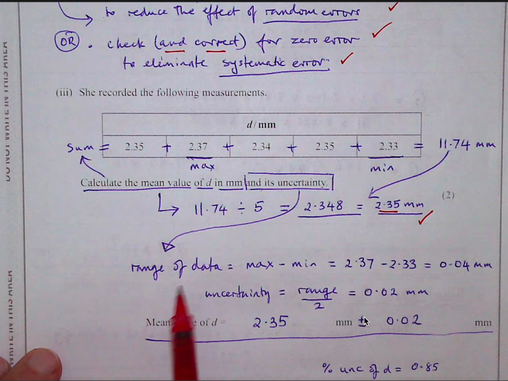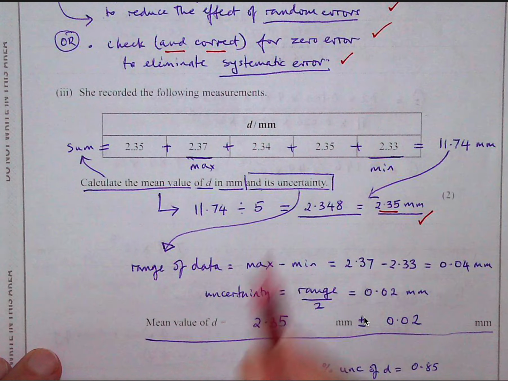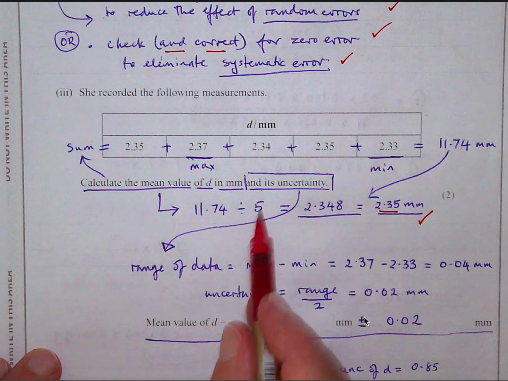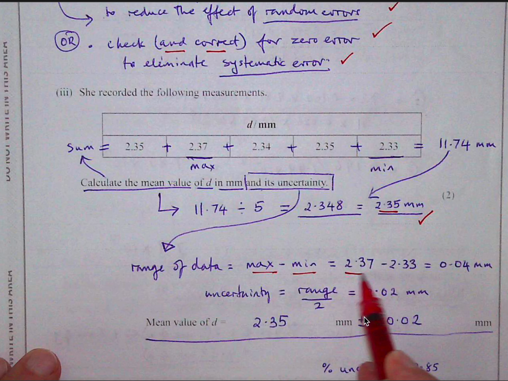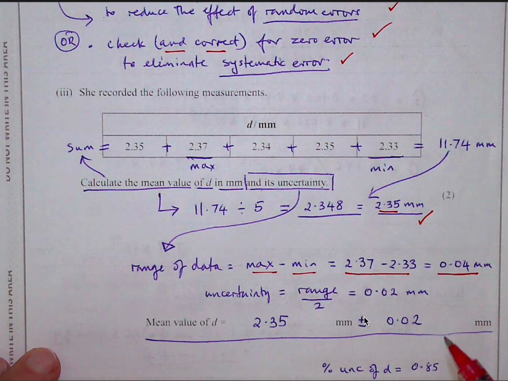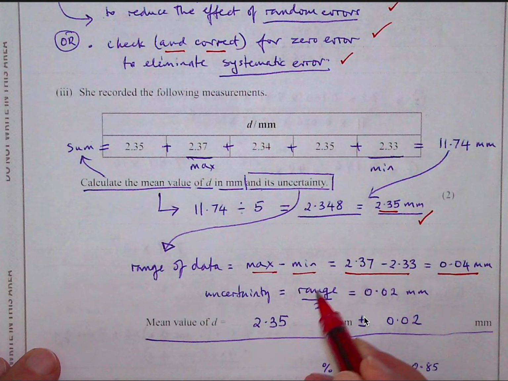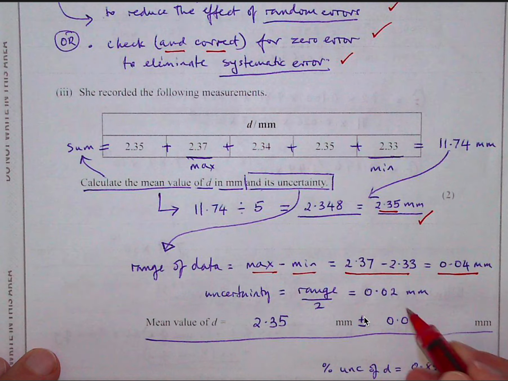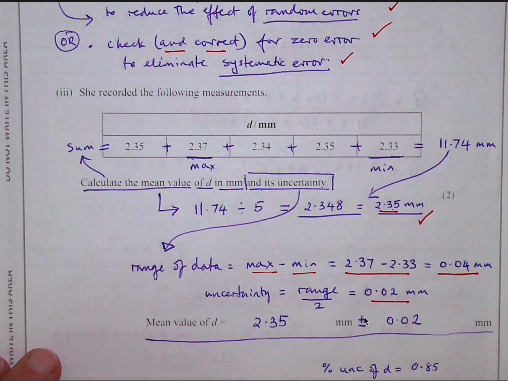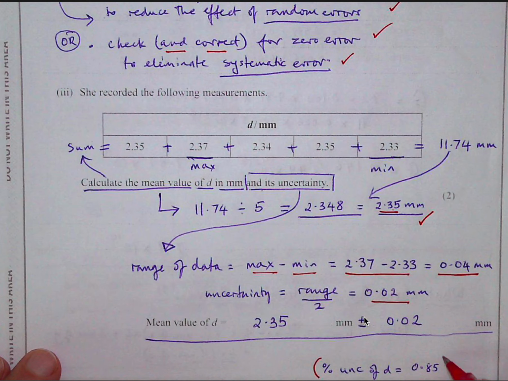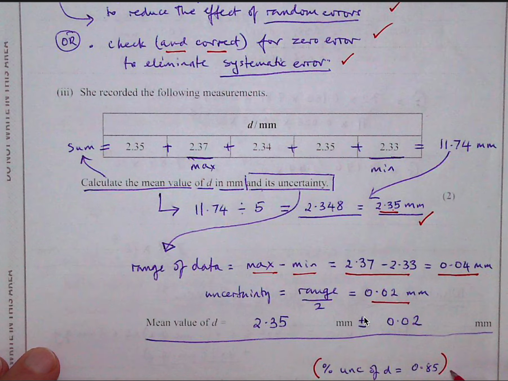And the range of data, because they want you to give the value and its uncertainty. So the uncertainty is half of the range of data. The range of data is the maximum 2.37 minus the minimum, which is 2.33, which gives you a range of 0.04 millimeters, and the uncertainty is half of the range, divided by 2, so that's 0.02. So you put 2.35 plus or minus 0.02. That gives you a percentage uncertainty, we're going to do that for later, of about 0.85%. So this is 0.85% uncertainty.